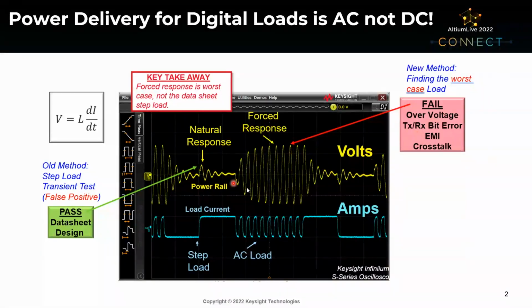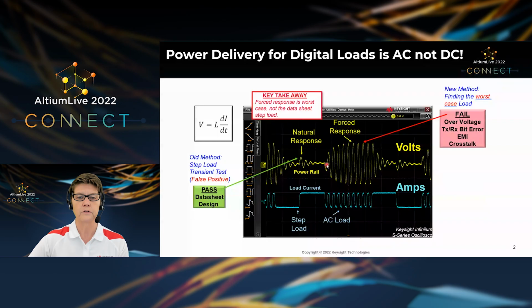And what's causing this ringing? Well, there's inductance in the path between the voltage regulator, your power source, and your load. And that inductance times this dynamic load current will create a voltage drop, a voltage change. And that is what's creating our ripple on the power rail every time we have this dI/dt dynamic current.